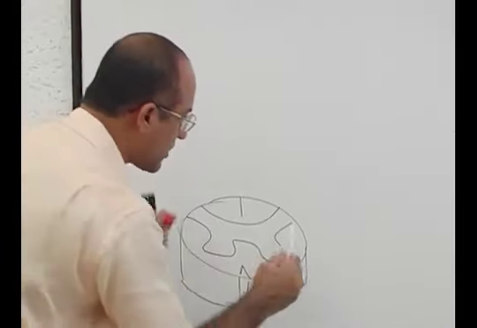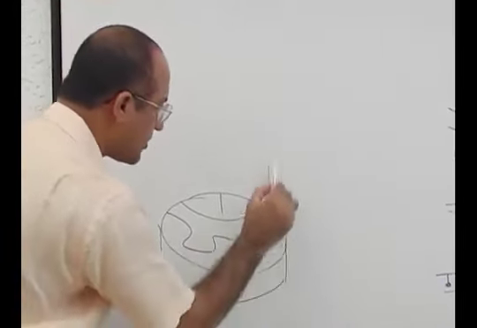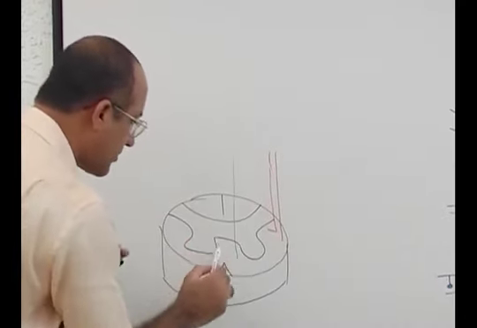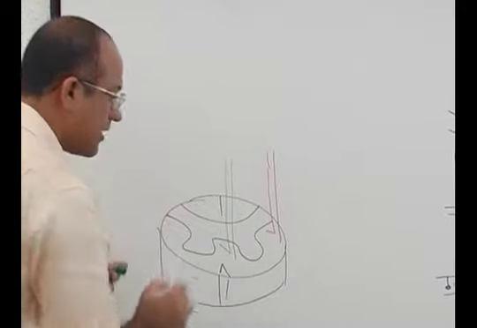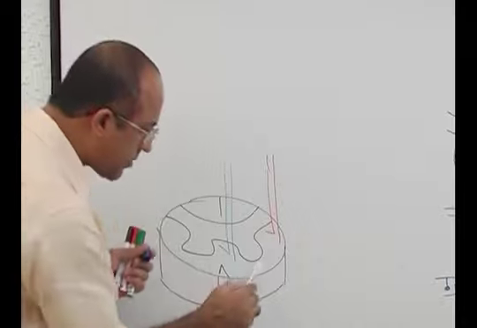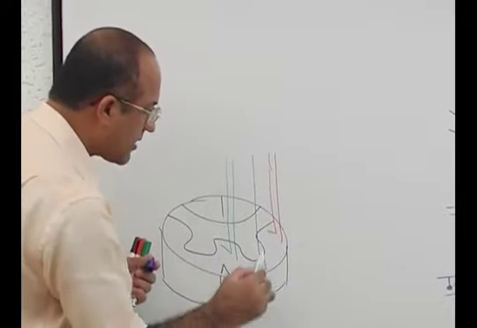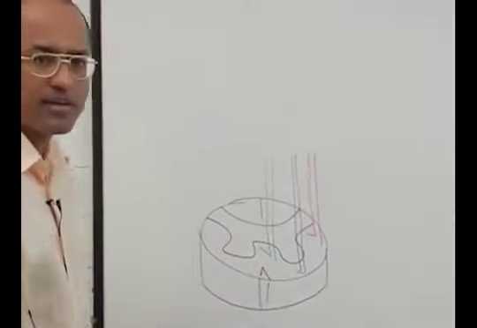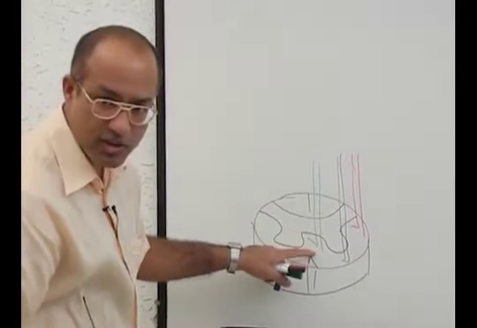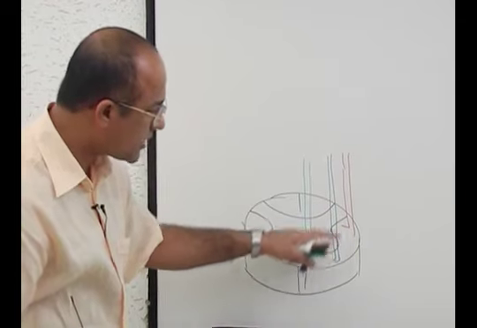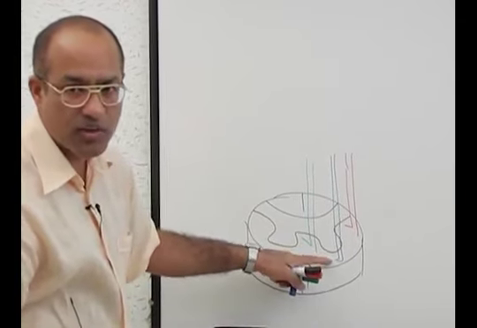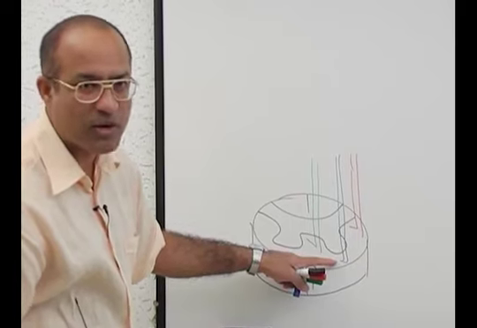Here is your which pathway going up? Yes, lateral spinothalamic. And which pathway is going up here? Yes, ventral or anterior spinothalamic. Later on I will explain that another pathway is going from here up. This was lateral spinothalamic, this was anterior spinothalamic. Another pathway is moving in between them, and this is called the spinotectal pathway.